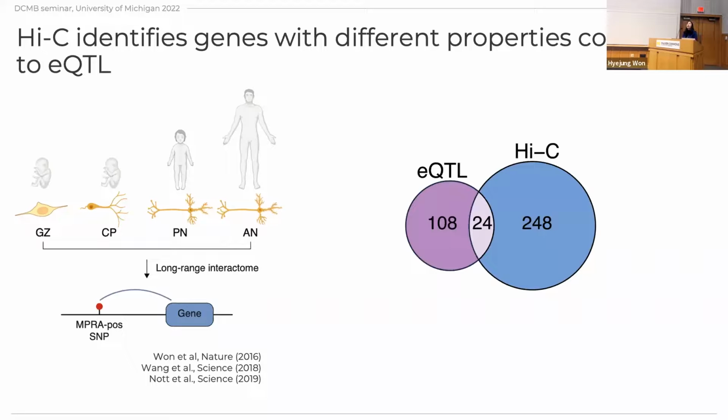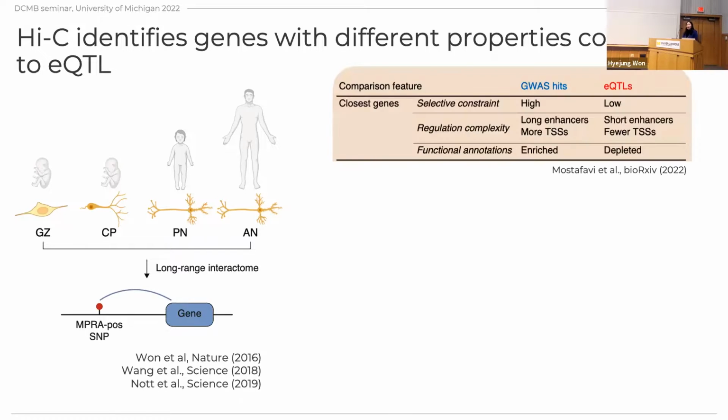And when we did that, again, very surprisingly, eQTL and Hi-C seem to identify largely non-overlapping sets of genes. We then wanted to go back to Jonathan Pritchard's preprint to see whether these GWAS hits are indeed identifying different genes, not only different sets of variants, but also different sets of genes compared to the eQTLs.